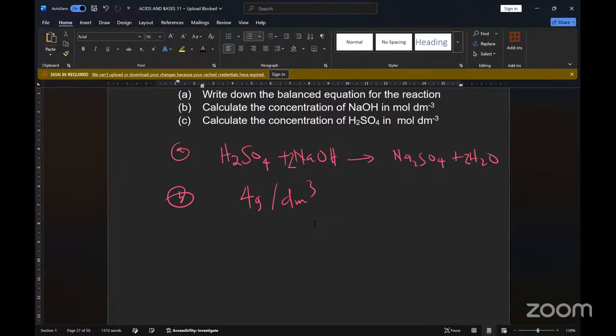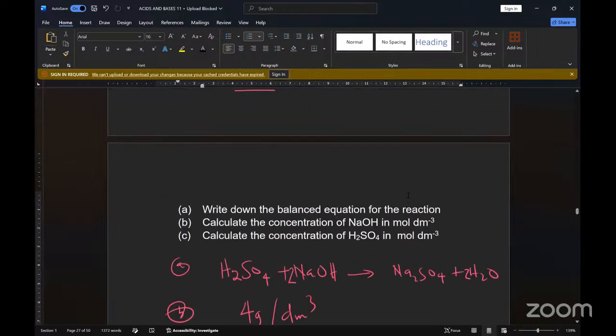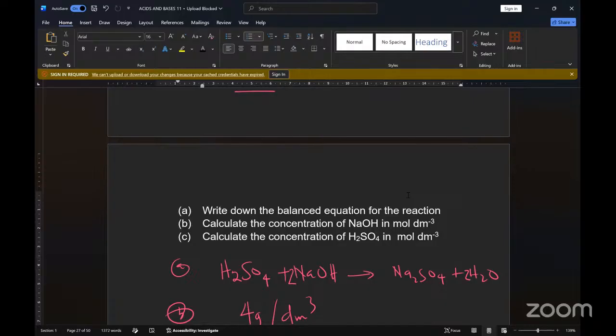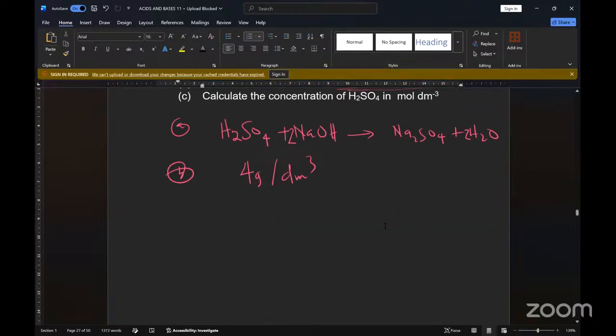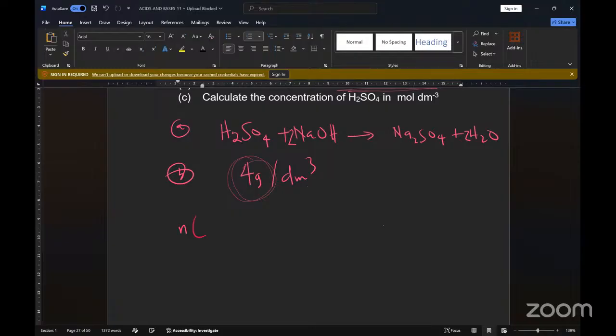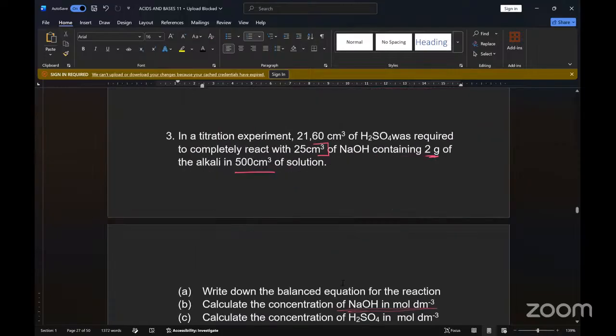But the question says we should find the amount in mole per dm cube. So we have to convert this into moles per dm cube. We know the number of moles of sodium hydroxide is equal to mass over molar mass. We have already calculated the molar mass of sodium hydroxide as 40 previously.